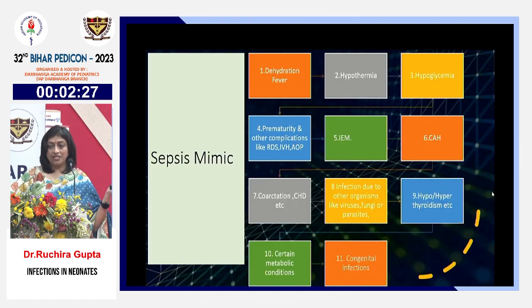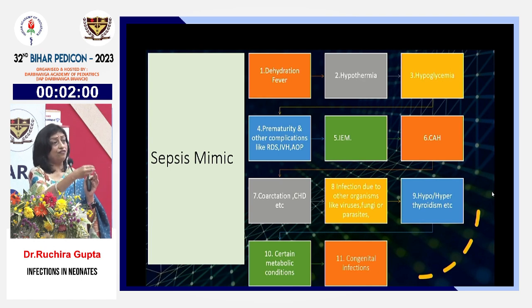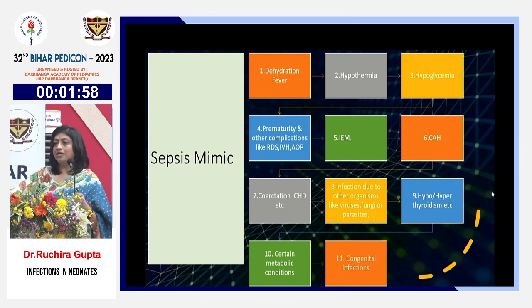So sepsis mimics are one of the important challenges we all have to see, and we encounter them in day-to-day practice: dehydration fever, hypothermia, hypoglycemia, prematurity-related complications like RDS, etc. In the modern era, inborn errors of metabolism, CAH, coarctation, etc. However, in all these different entities, there are one or two important salient features which guide us towards these diagnoses, but yes, they lie in the differential diagnosis of sepsis mimics. Then infection due to other organisms like virus and fungi, hypo and hyperthyroidism, certain metabolic conditions and congenital infections.